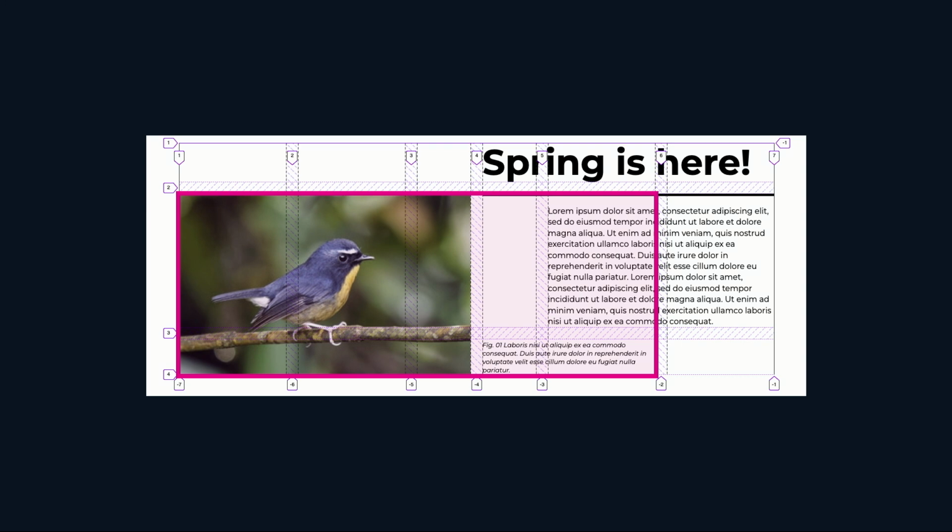But the problem is the figcaption is a child of the figure. And we want to align it to the same grid as its parent and to be aware of the other grid items, so that if the text on the right gets much longer, it's not just going to collide with the caption.